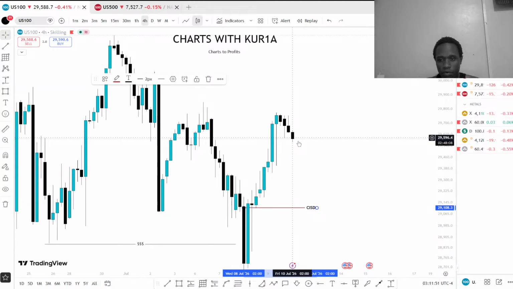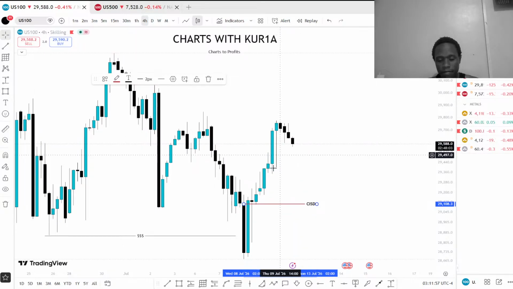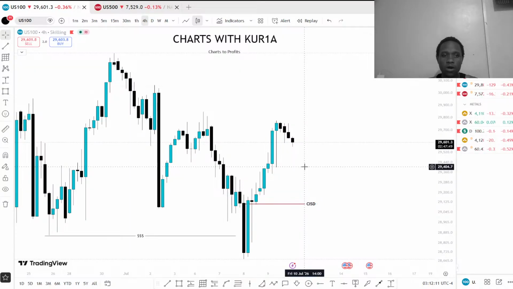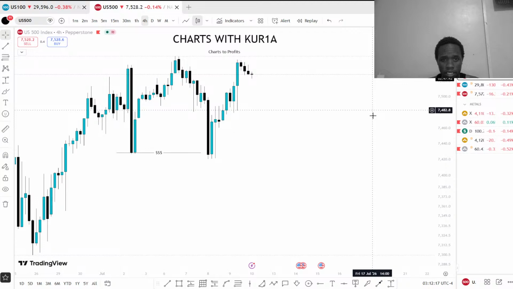Yesterday I taught you something very important. I told you that whenever you see price retracing, you have to ask yourself, where is it retracing to? And I told you that price retraces to two areas only: an area of orders where we have pending orders, so that is an order block, or an area of imbalance. Looking at US 100, we do not have that kind of plain price action that can give us an order block.